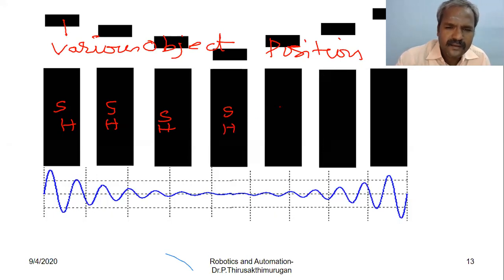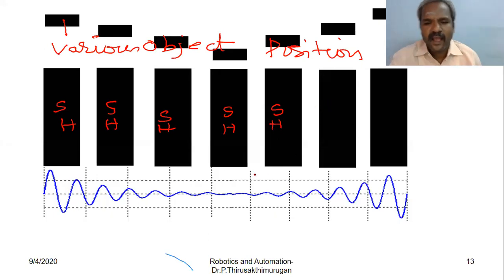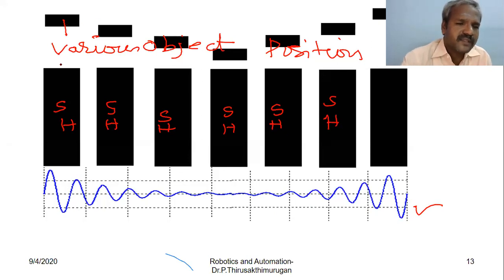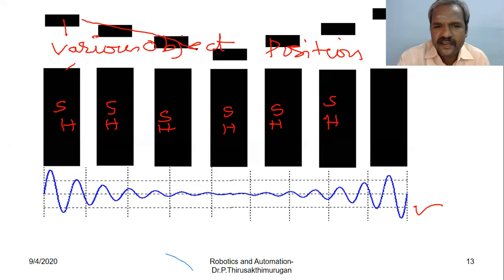So what happened? This figure depicts how the oscillator generates and what happened to the demodulator. These are various sensor head positions, and these are various object positions. This object is away from the sensor head, this object is approaching the sensor head, and finally this object is in very close proximity to the sensor head.